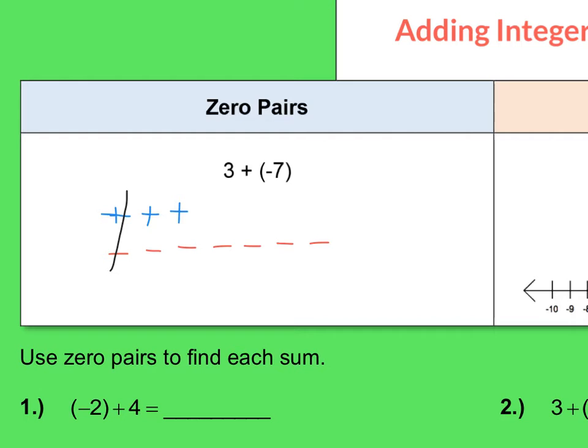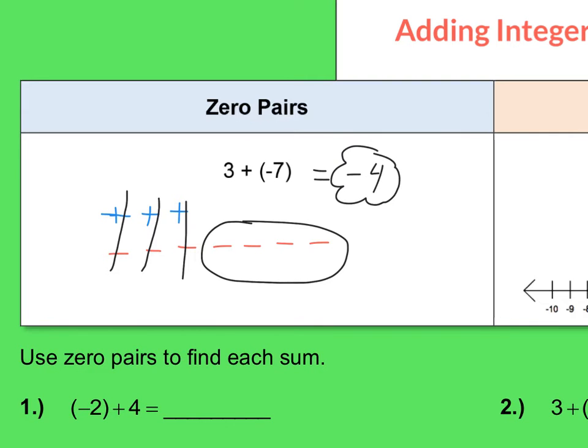That's a zero pair, they cancel out. That's a zero pair, they cancel out. And that's a zero pair, they cancel out. The answer is what's left over, and we have 4 negative signs. So the answer to this problem is negative 4. That's what zero pairs are.